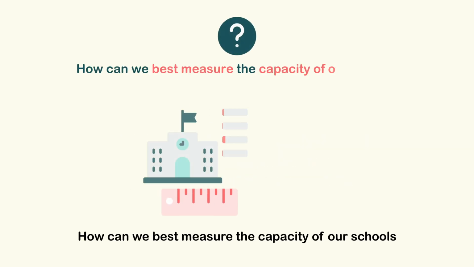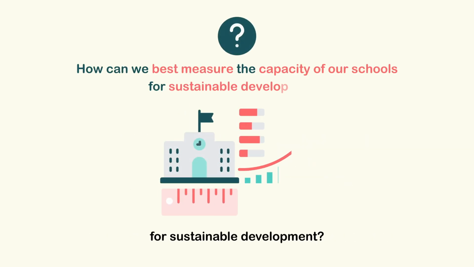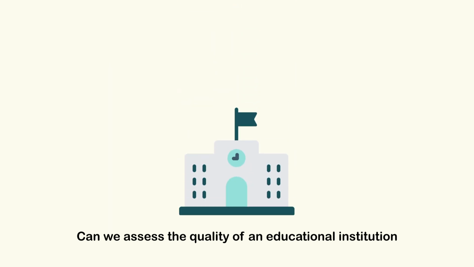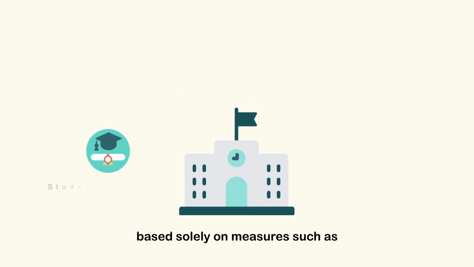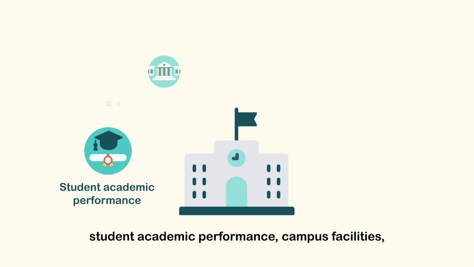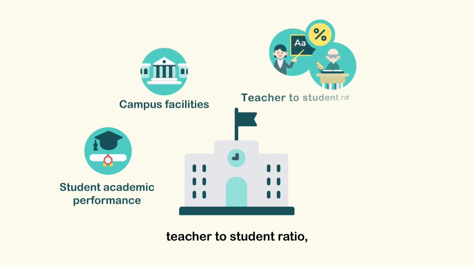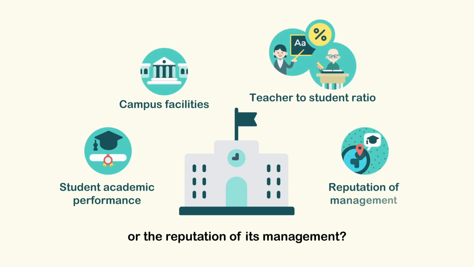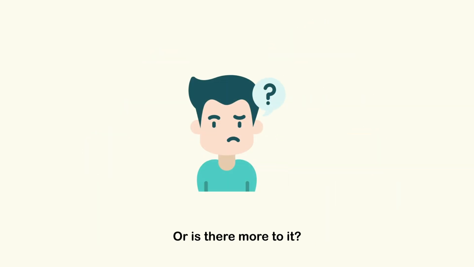How can we best measure the capacity of our schools for sustainable development? Can we assess the quality of an educational institution based solely on measures such as student academic performance, campus facilities, teacher-to-student ratio, or the reputation of its management? Or is there more to it?